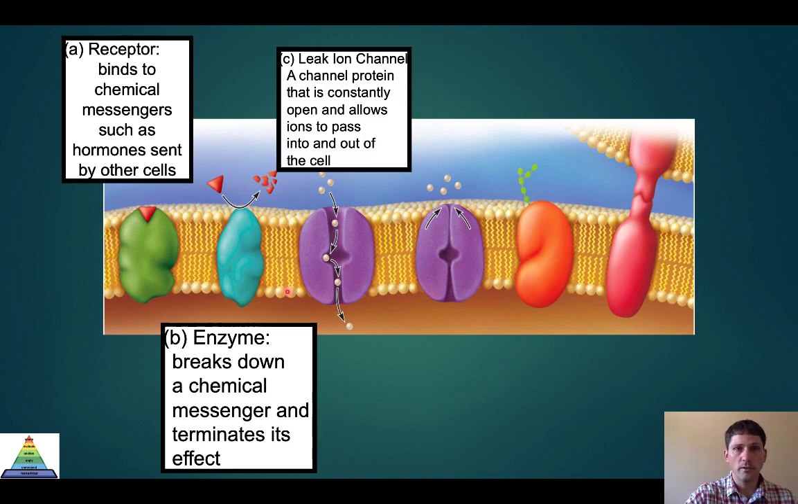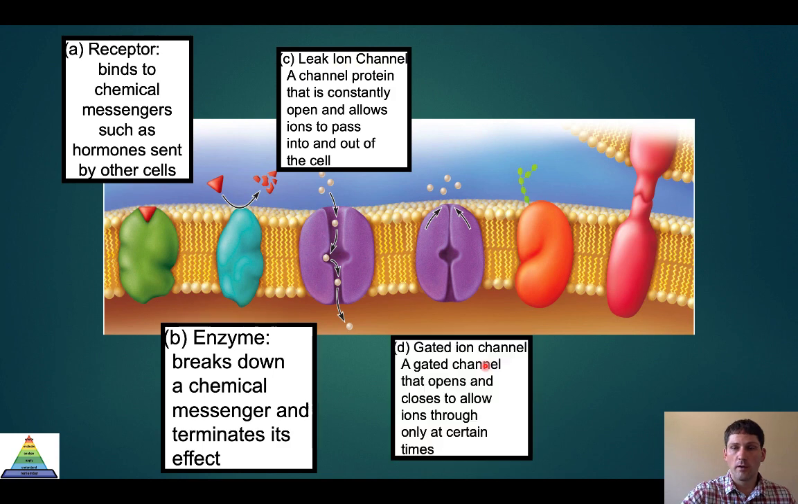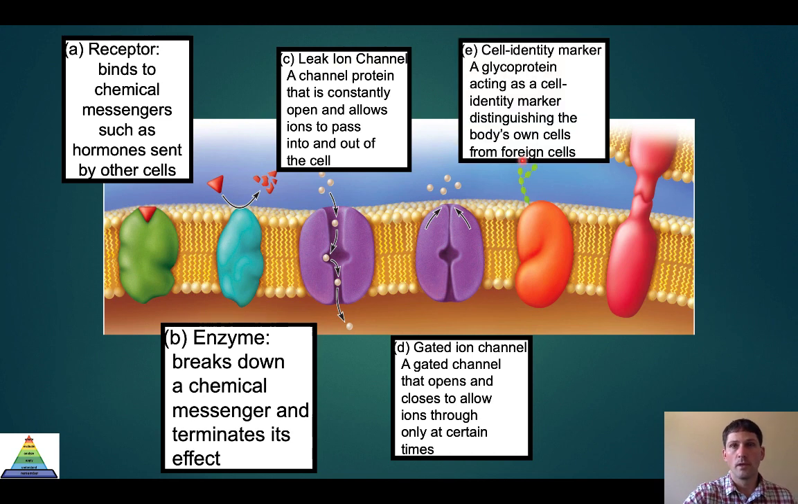Our next one may be what's called a leak ion channel. So we're going to have ions that are leaking through these. They're always open or mostly open, and they allow ions to move in and out, while other channels are gated or require some kind of chemical to bind to them or some kind of electrical disturbance to open or close them. And then we have cell identity markers.